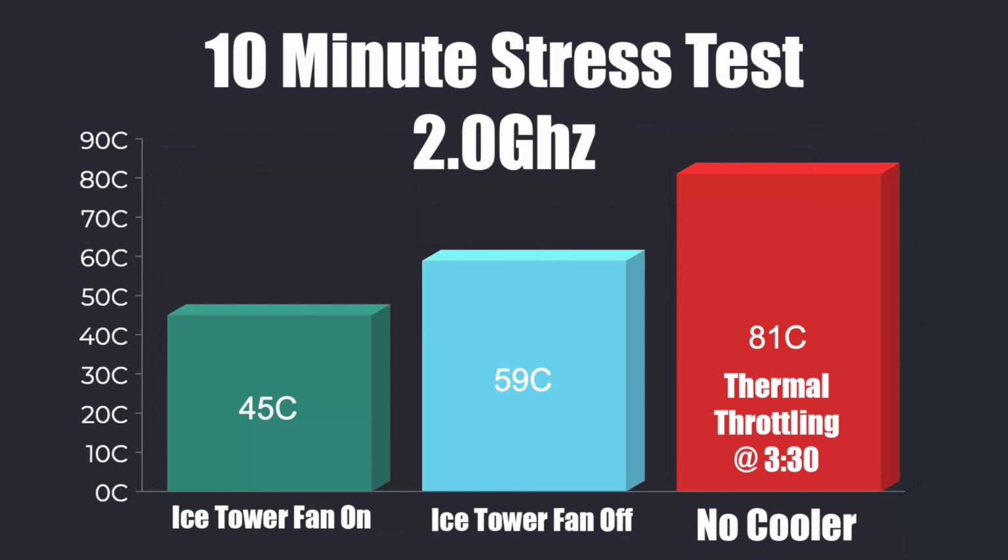And after a little testing, the results are in. So with the 10-minute stress test, this Raspberry Pi 4 CPU is overclocked to 2 GHz. With the Ice Tower cooler's fan on, we only hit 45 degrees Celsius. I unplugged the fan and we only hit 59. And with the Ice Tower completely removed, I mean, it hit thermal throttle in 3 minutes and 30 seconds. So you definitely want a cooler on your Raspberry Pi when you're overclocking it. But these temps look absolutely amazing.